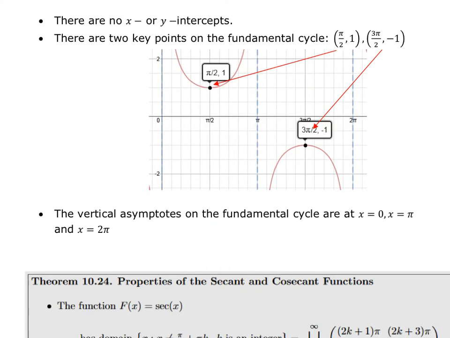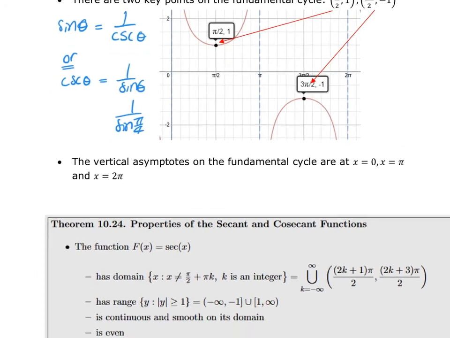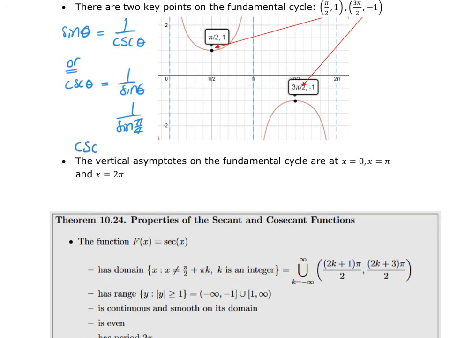And why is it shaped like that? Well, the sine of theta is equal to 1 over the cosecant of theta. Or we can write this as the cosecant of theta is equal to 1 over the sine of theta. So all of these are going to be reciprocals, right? So if I'm doing 1 over the sine of pi over 4, the sine of pi over 4 is 1 over the square root of 2. So that means my cosecant of pi over 4 is going to be the square root of 2, because they are reciprocal buddies.